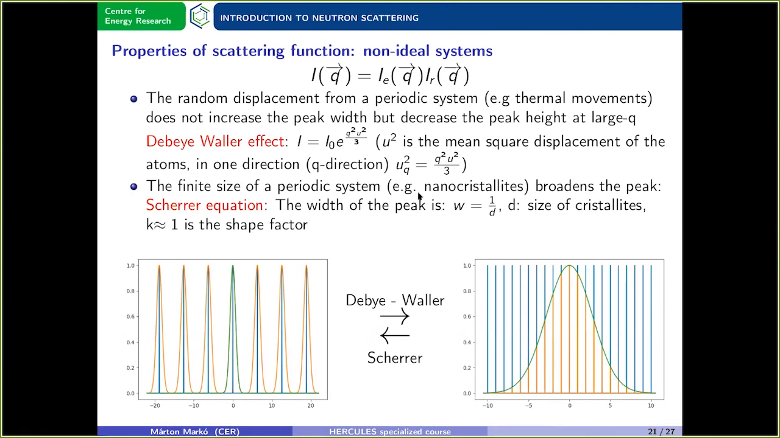This is the same backward. So if we have a finite crystal which has not too many unit cells, and we can describe it, for example, as an infinite crystal multiplied by a Gaussian, then our beautiful sharp Bragg peaks will get broadened, and that means that we will not see these very sharp peaks anymore. That also means that if we are measuring the width of these peaks, and it is larger than the resolution of our instrument, then we can say what the size of the crystallites is. And this is called the Scherrer equation.